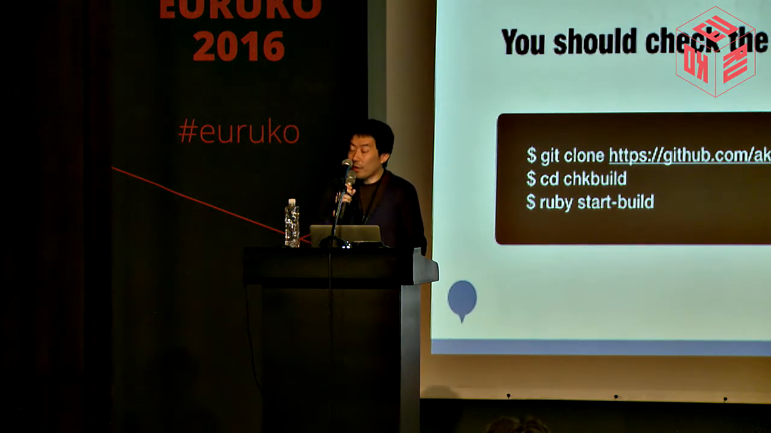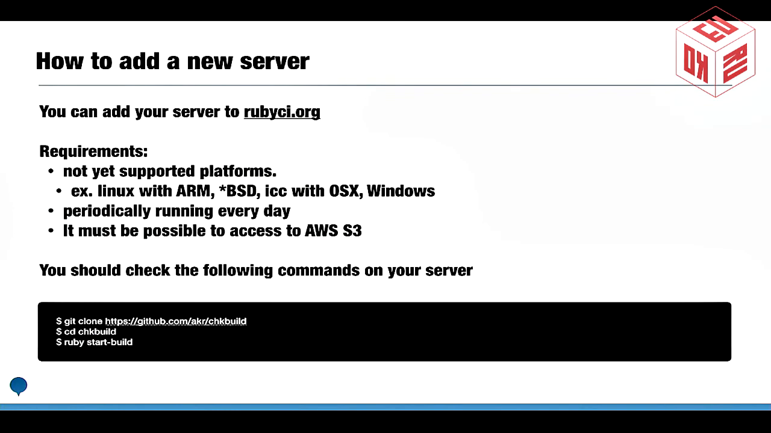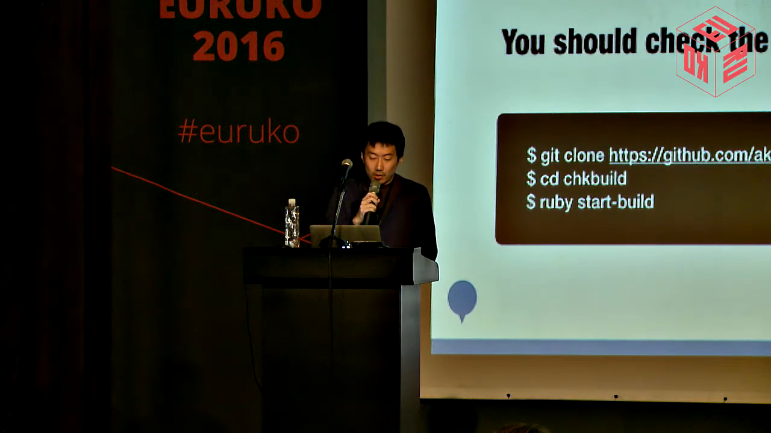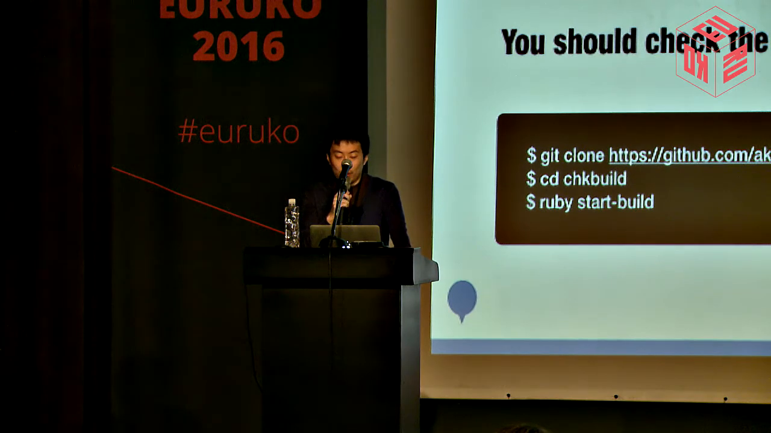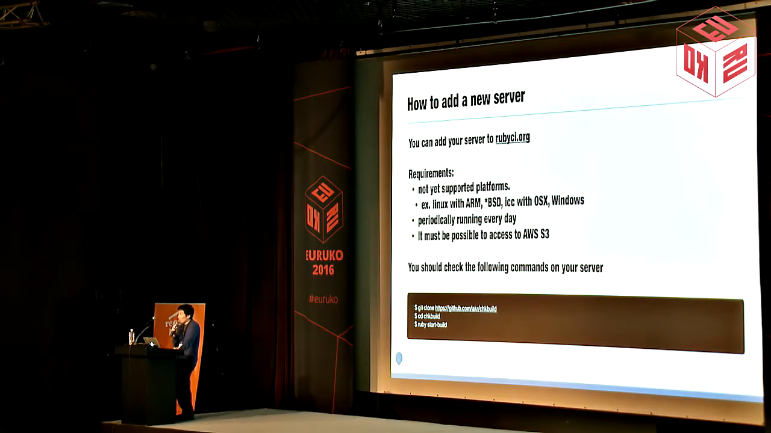You can add your server to Ruby CI. We hope to add servers to our supported platforms. However, popular platforms are enough for right now. For example, ARM architecture with Linux and BSD platforms other than FreeBSD, like NetBSD and OpenBSD. And for Windows, platforms using the MSVC compiler or Cygwin compiler or MinGW compilers are a good choice. If you are interested in the Ruby CI project, please ask me.